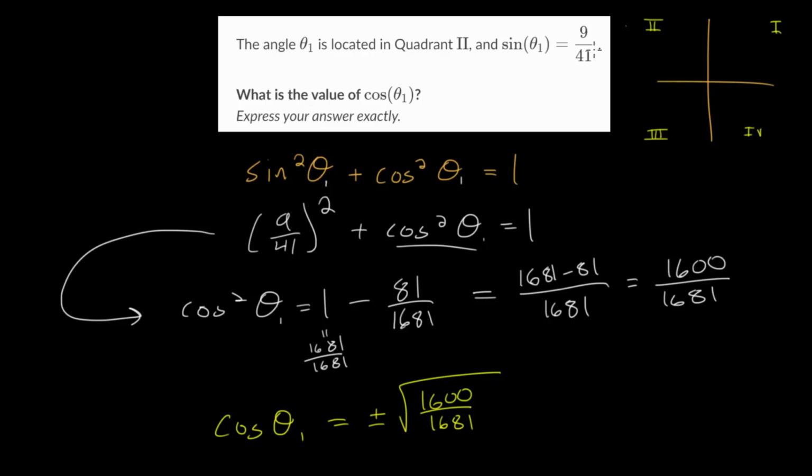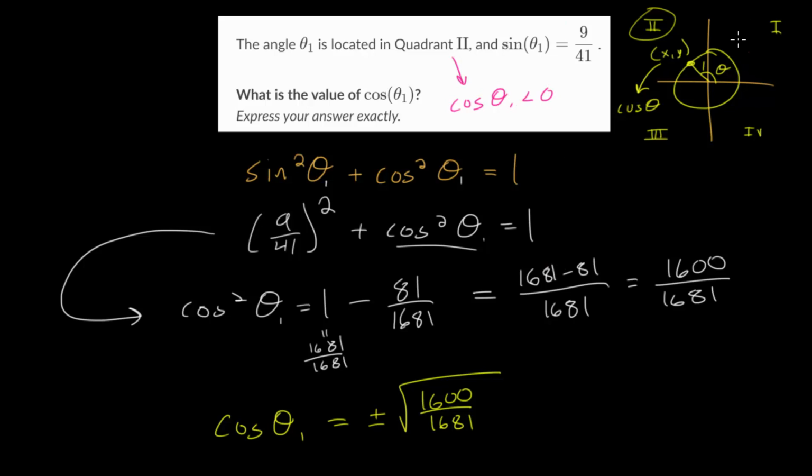So we have to determine which quadrant this is actually in, and we're told that it's in quadrant 2. And in quadrant 2, remember on the unit circle, we have the x, y coordinate, where the radius of this circle is 1. The x coordinate, that is our cosine of this angle here. And the x value in quadrant 2 is negative. So in quadrant 2, the cosine of theta 1 is a negative value.